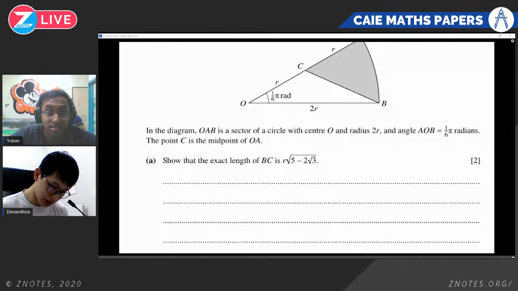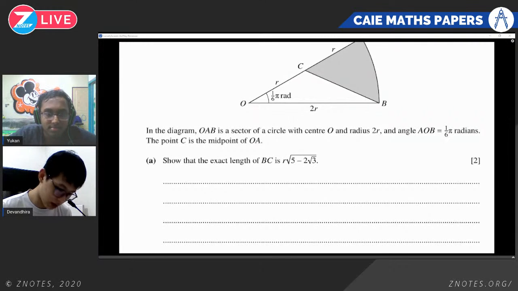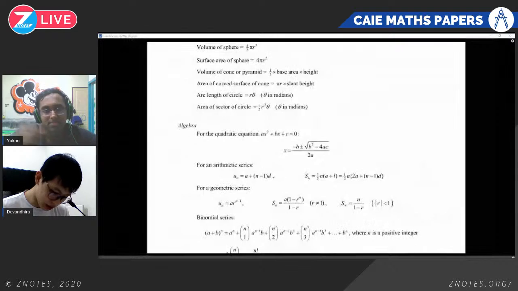So as you can see that this is a triangle, right? Right here. This is the triangle. We know the angle and we know the 2 sides adjacent to the angle. We can use the cosine rule for this. Agree?